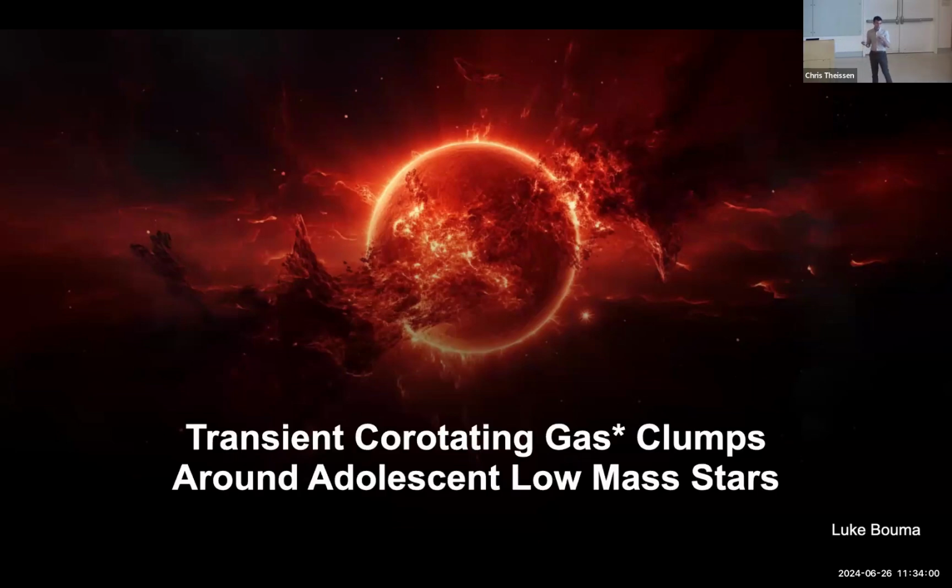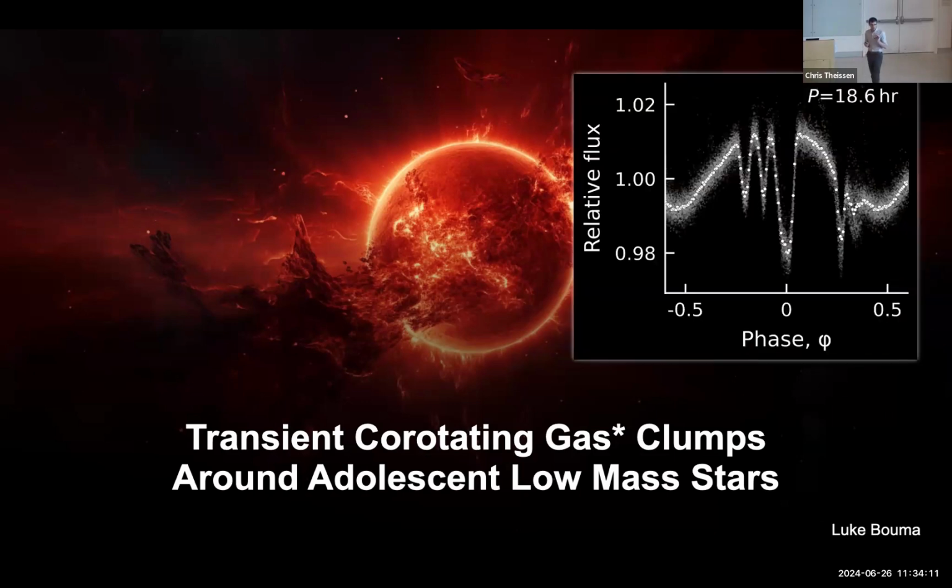All right, and today, I basically agree with this picture, but what I'd like to provide is a little bit more nuance. In particular, I think what we can say we're seeing is transient co-rotating gas clumps around these stars. So just so that we're all on the same page, what I am arguing is that the smooth features in the light curve, let me see if I can get the laser pointer.